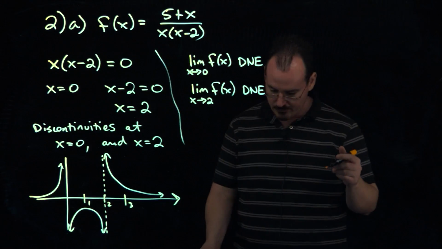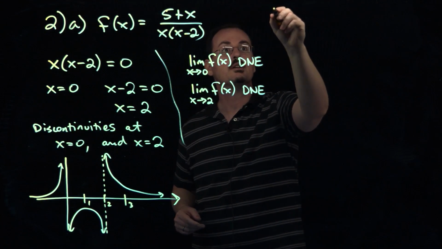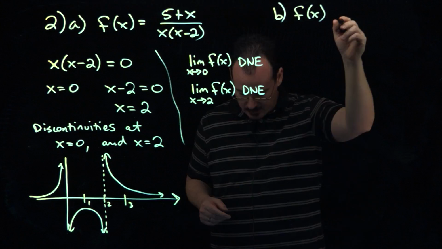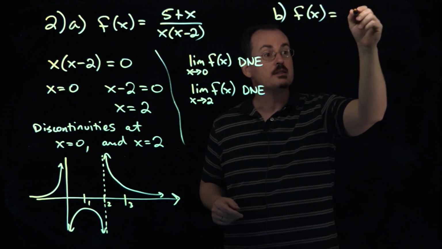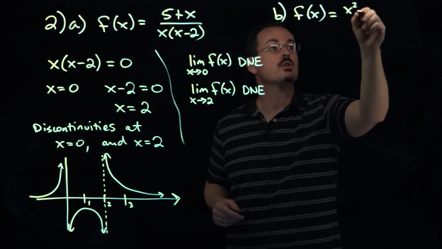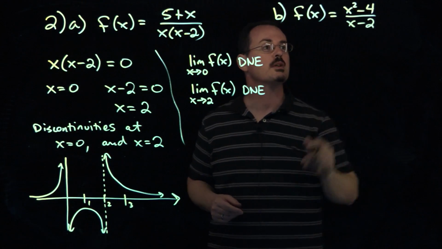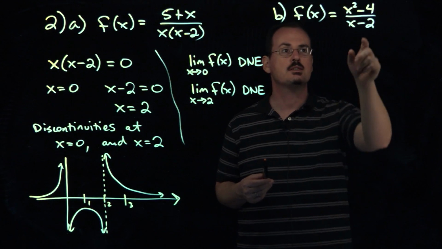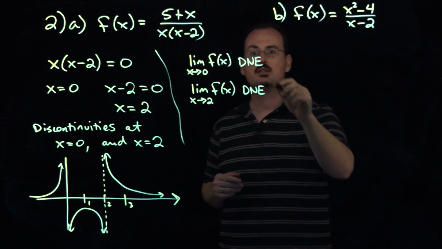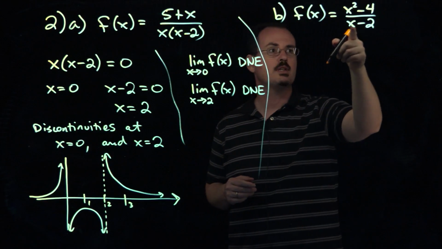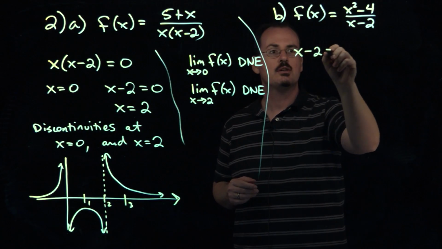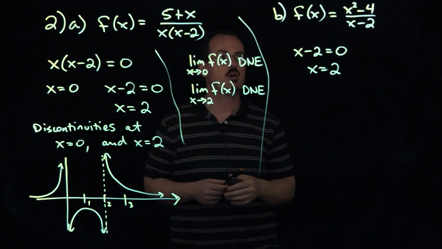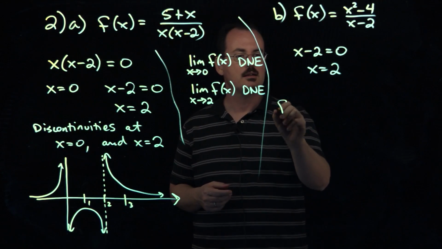For part B, we have a different situation here. I'll try to squeeze B on here. This one is shorter, so I think we'll be able to do that. We have the function f of x is equal to x squared minus 4 over x minus 2. Again, the place where we will have a discontinuity is the x value that will make the denominator 0. The denominator is x minus 2. If I set that equal to 0 and solve, I find that x is equal to 2. So again, I'm going to have a discontinuity at x equals 2. That's the only one.